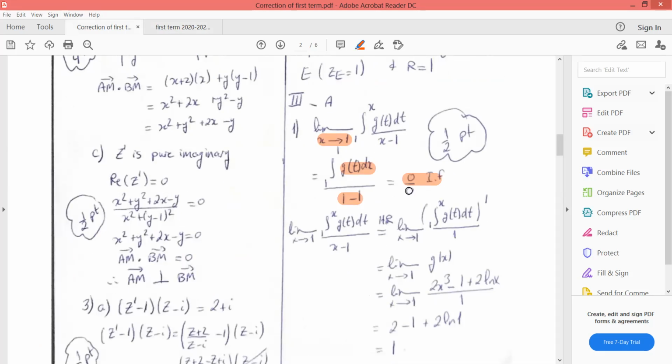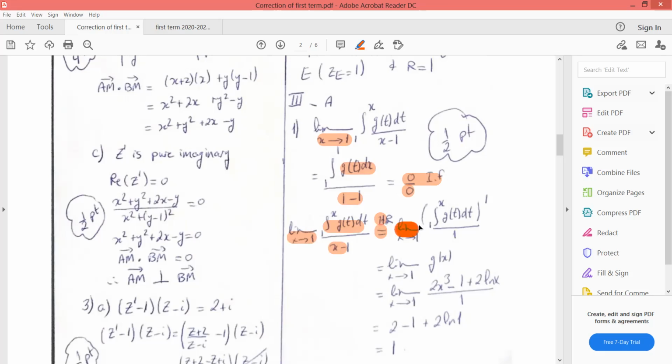Whenever it is 0 over 0, we have to apply Hospital's rule. Hospital's rule says whenever the limit of a fraction is of the form 0 over 0 or infinity over infinity, then this limit is equal to the derivative of the numerator over the derivative of the denominator. By using Hospital's rule, in the exam you have to say that you have used Hospital's rule.